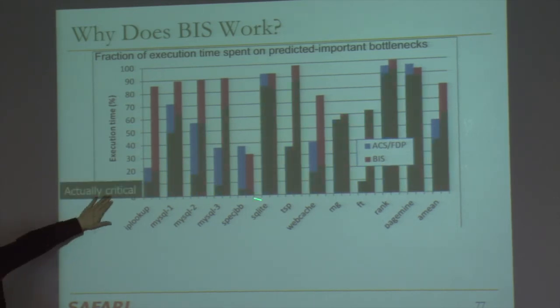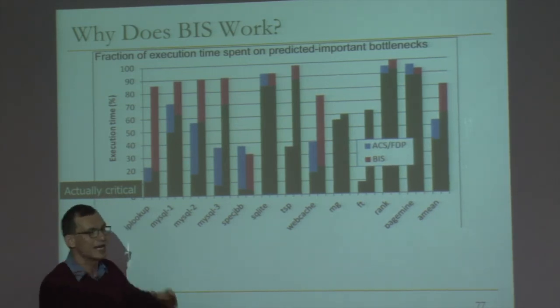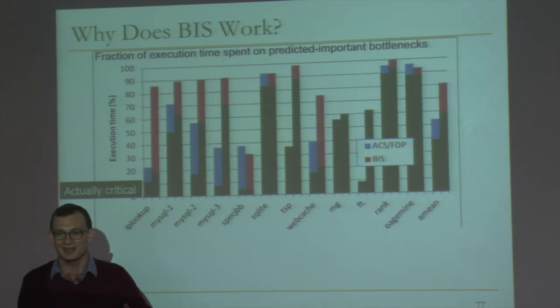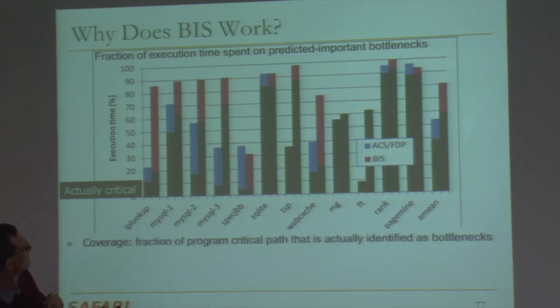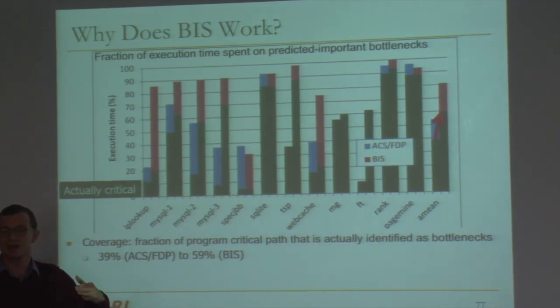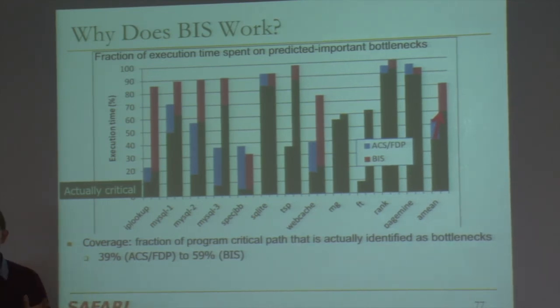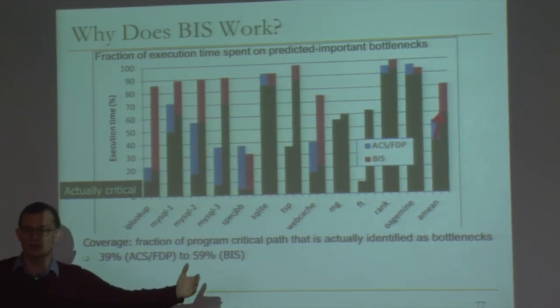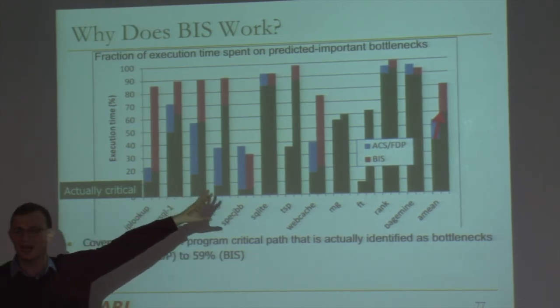So the green portions of each bar tell you that whenever you're executing something on the large core, you're really executing the thing that's on the critical path, which is very low for ACS. If you look at this, it's about, I cannot tell here, 39%, yes. So 39% of the time you're executing your critical path on the large core. With BIS, it's about 59% of the time. So think another way: 59% of the critical path execution time, you're able to reduce by executing on the large core. But there's still 41% that you're not executing on the large core. So this is not good enough.